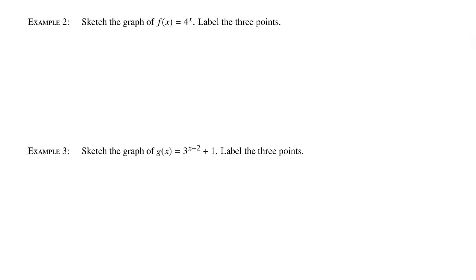Example number 2. Sketch the graph of f of x is equal to 4 to the x. Label the 3 points. And we'll also do the domain, range, and horizontal asymptote. So first off, recognize that it's an exponential and that the base is 4, which is greater than 1. That tells me it's going to be the increasing function, the increasing exponential. So it's going to look something like this.